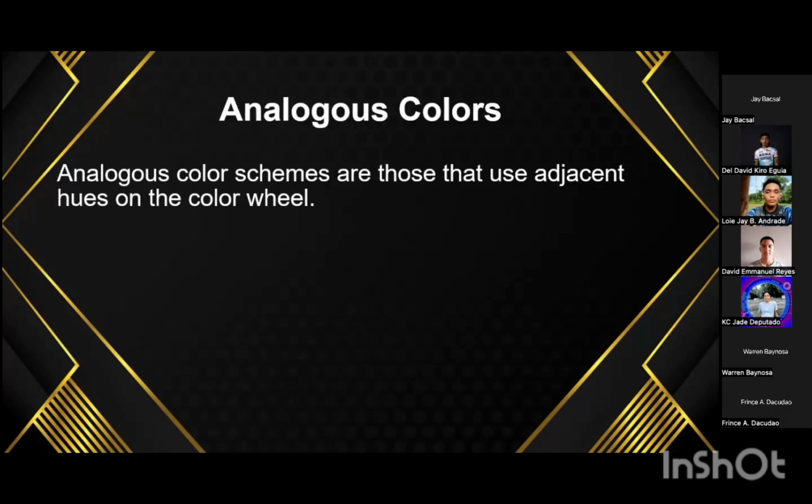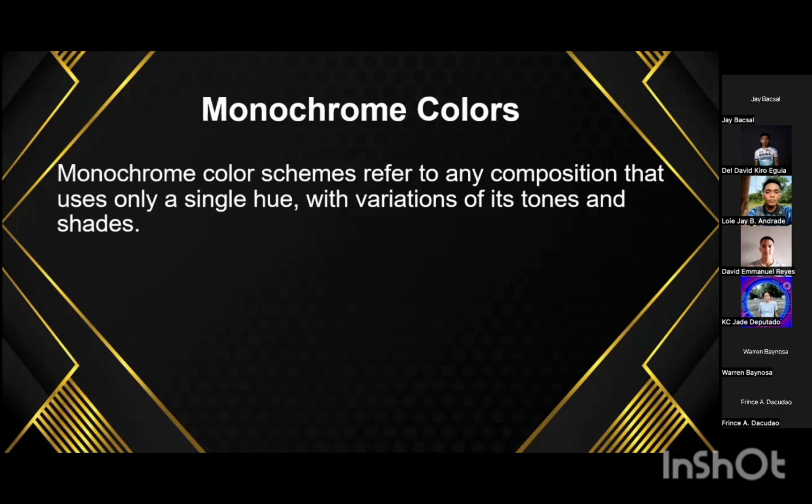Analogous colors. Analogous color schemes are those that use adjacent hues on the color wheel. They are usually based on a primary color that serves as the connection between all of them, but in some cases, the dominant hue might be a secondary color. Next is monochrome colors.